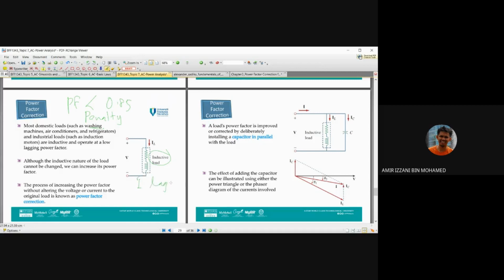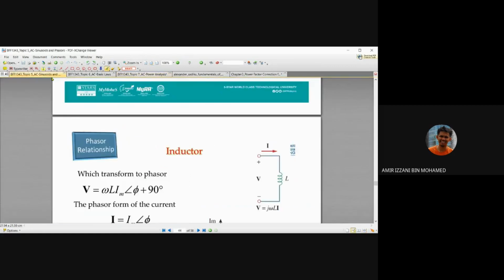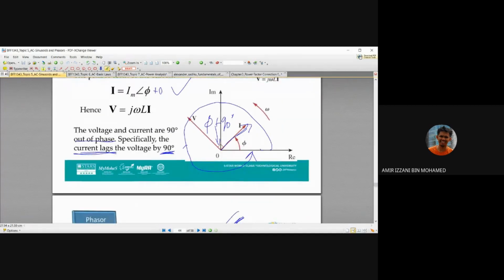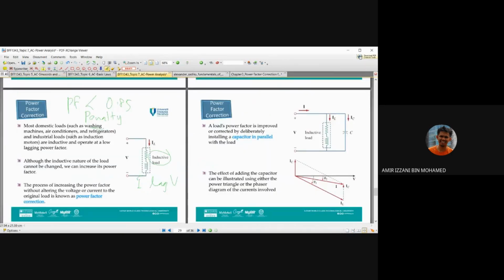Let's refer to the previous slide. This is an inductor. So you can see that current lags voltage if we have an L component, which we can find in washing machines, air conditioners, refrigerators, industrial units, and induction motors. So we have lots of motor industry, and it contributes a lot towards reducing the power factor. So it can operate at a very low level, below 0.85.